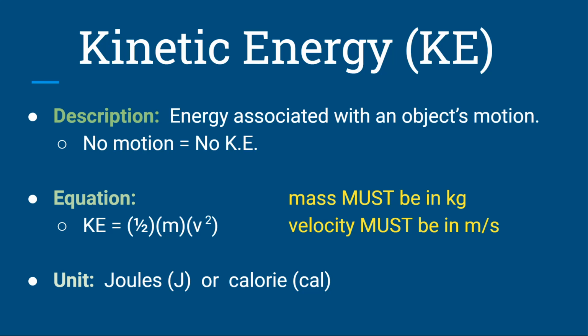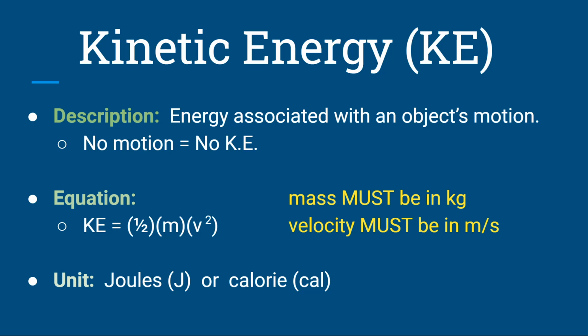Velocities, likewise, must be in units of meters per second. So if you have a velocity given to you in miles per hour, kilometers per hour, whatever, any other unit, it will need to be converted into meters per second. And that is so that we end up with the correct units at the end. When we do our calculation for kinetic energy, we want our unit in joules.